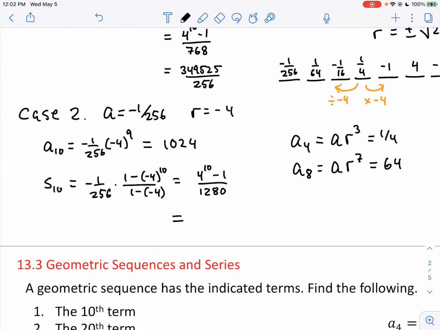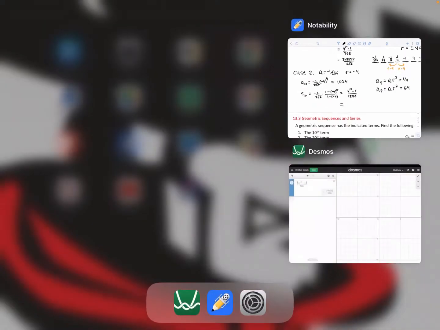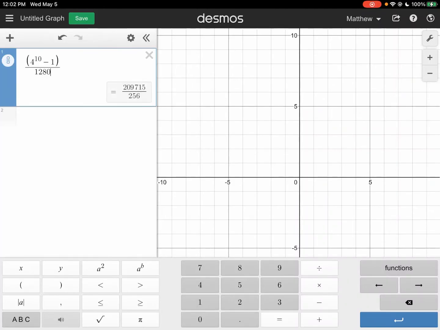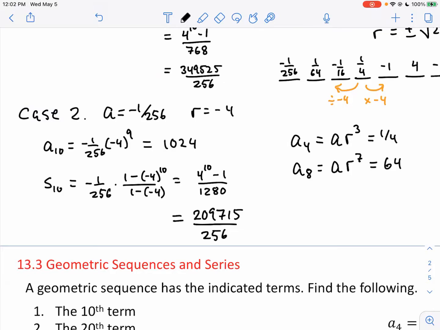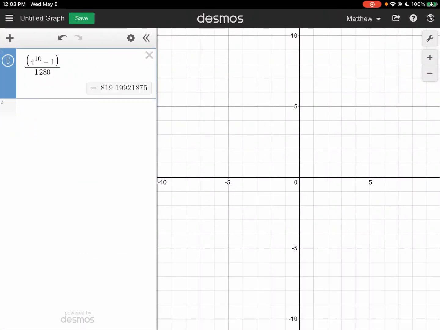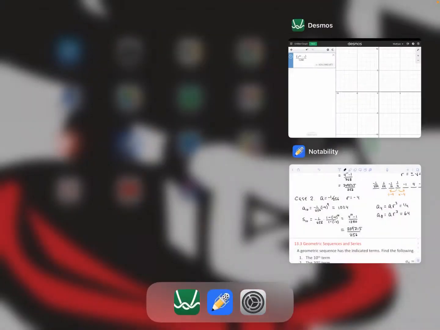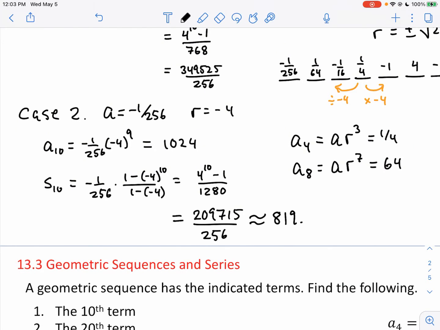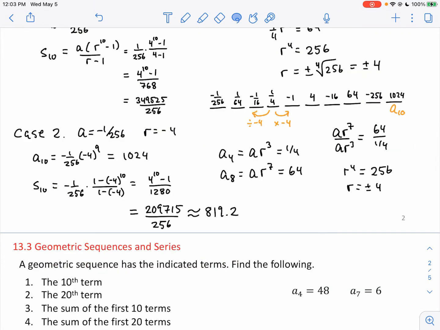And let's go ahead and reach for the calculator. 4 to the 10th minus 1 over 1280. There we go, divided by 1280. Gives me 209,715 over 256. We do get a smaller number than we got before because of that, negatives will cancel some of the positives when you add them together. And let's go ahead and look at what the decimal version of this is. It's about 819.2, we'll say. Approximately 819.2. That should be a sensible answer.